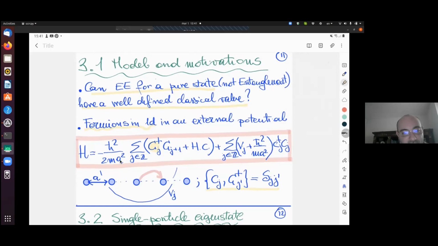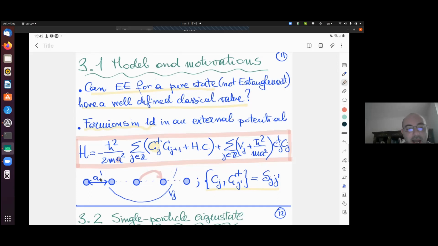The lattice spacing is A, which is here. H bar is here, and these fermions are confined in an external potential Vj. So this parabola shape here is drawn to show that there is an external potential which confines the fermions. This Hamiltonian is written in second quantization.